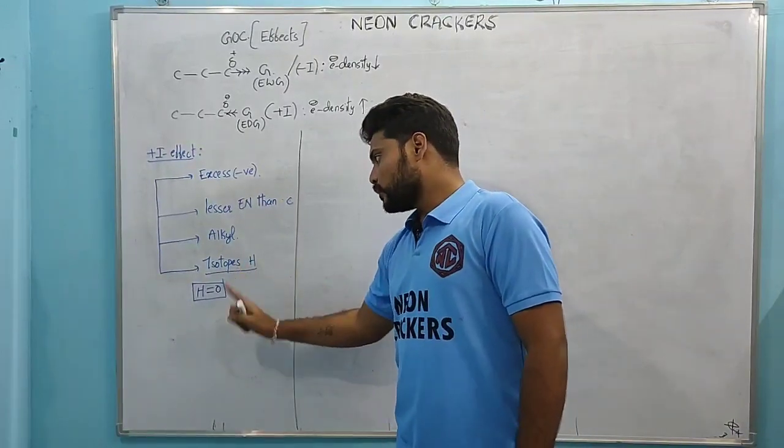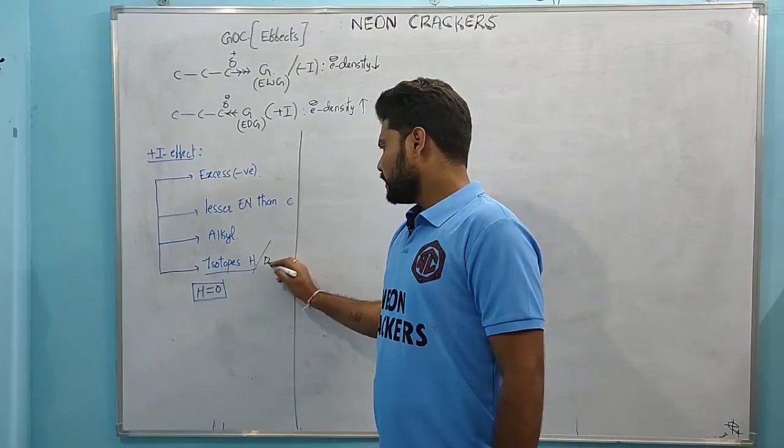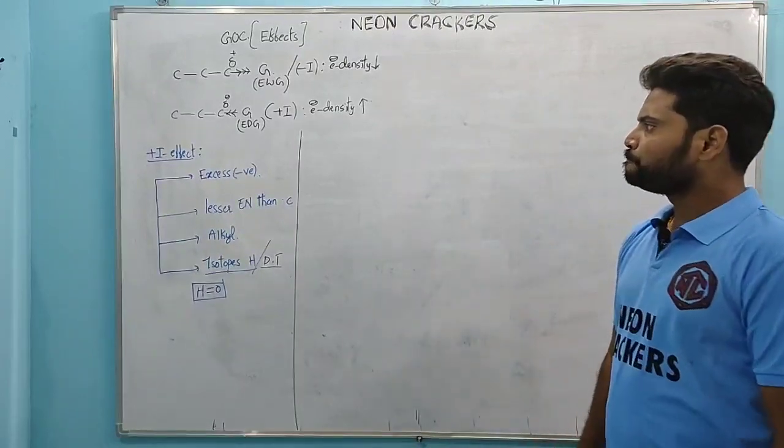The next one is isotopes of hydrogen. Isotopes of hydrogen we have deuterium and tritium. What is the order of this one? One by one we will see. First one is what, beta?